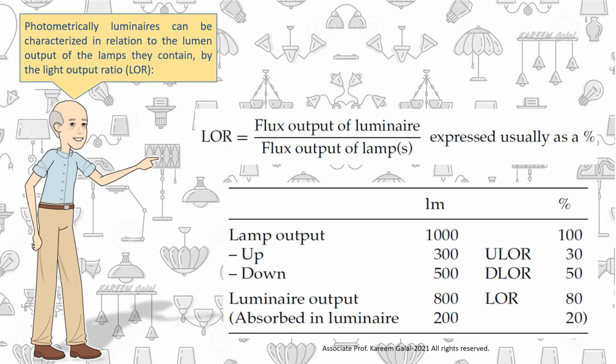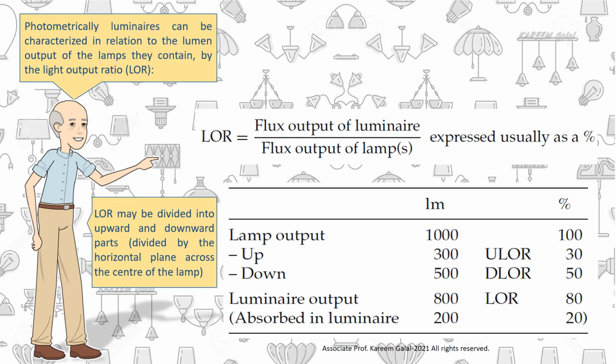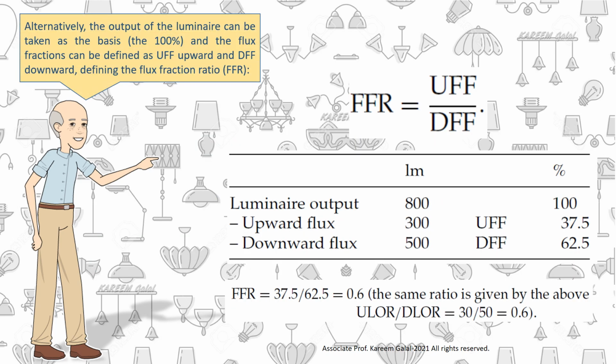Photometrically, luminaires can be characterized in relation to the lumen output of the lamps they contain, by the light output ratio, LOR. LOR may be divided into upward and downward parts, divided by the horizontal plane across the center of the lamp. Alternatively, the output of the luminaire can be taken as the basis, the 100%, and the flux fractions can be defined as UFF upward and DFF downward, defining the flux fraction ratio, FFR.